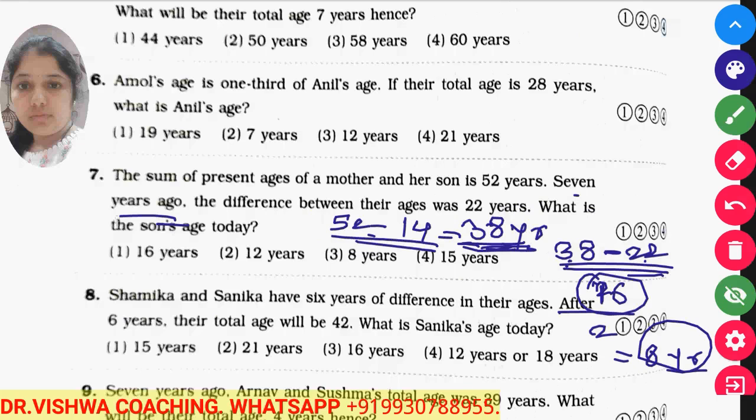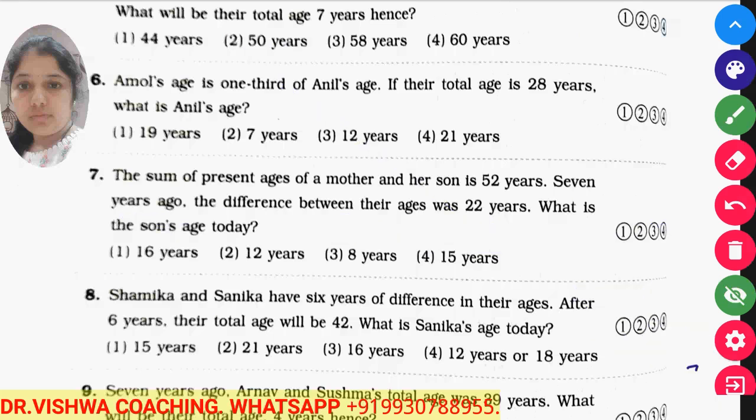Okay, because they had used this 7 years ago ka sentence. Okay, so the same method they had used. The age difference is subtracted from total age, and then half of the value which you got is the age of son. Understood or not?